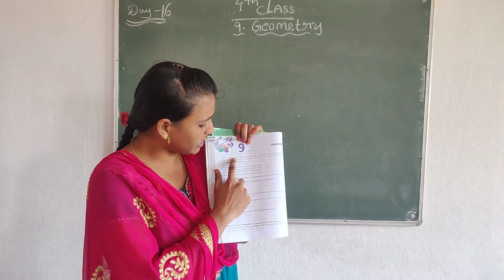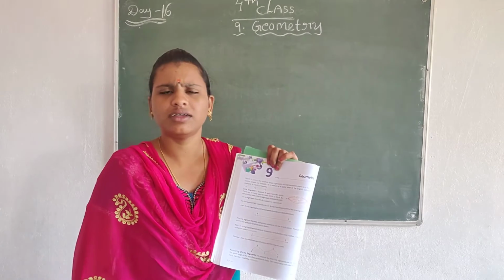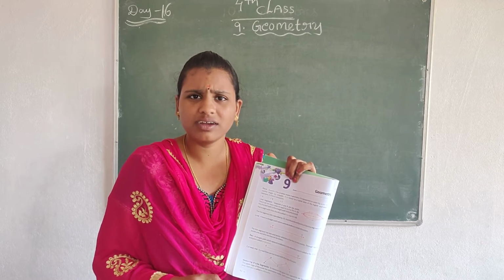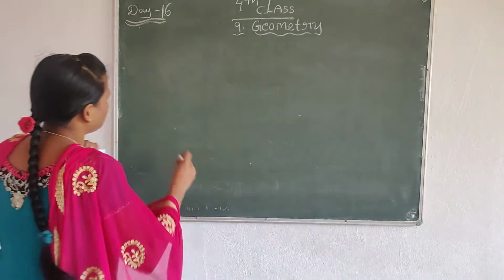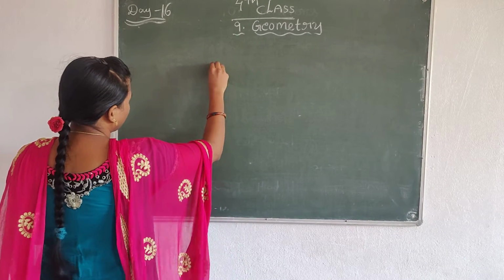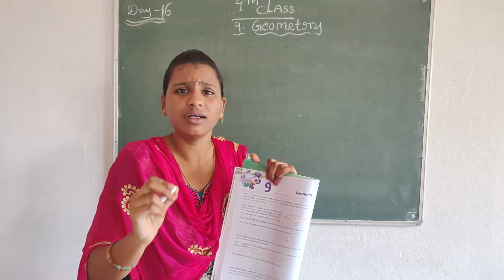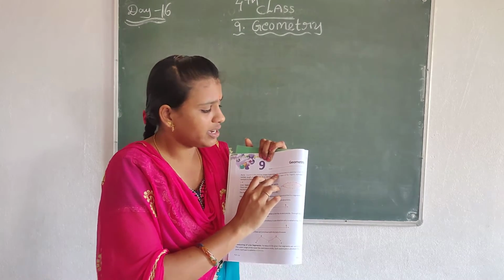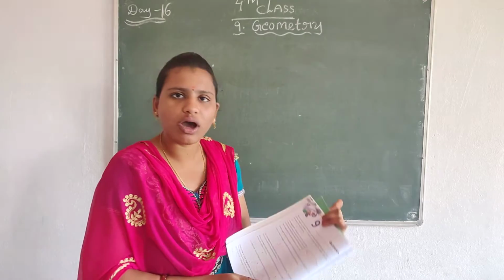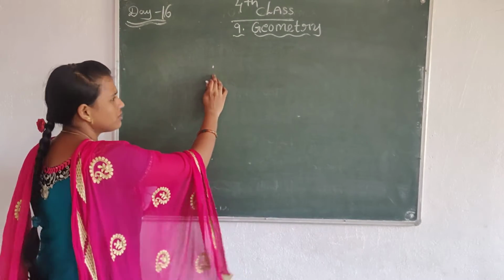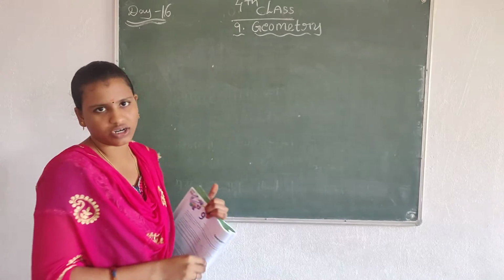Point. A point is the smallest shape in geometry. What is the point? Point is the smallest shape. This is a point, the smallest shape in geometry. It is represented on paper by a dot. It is represented on the board by a dot.